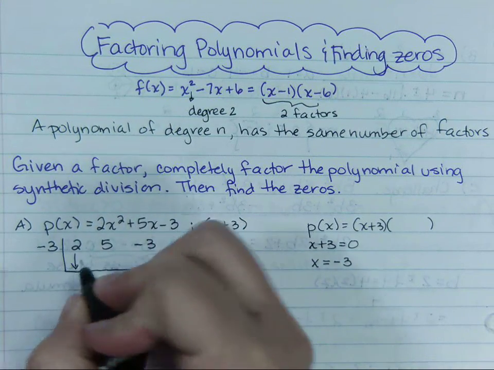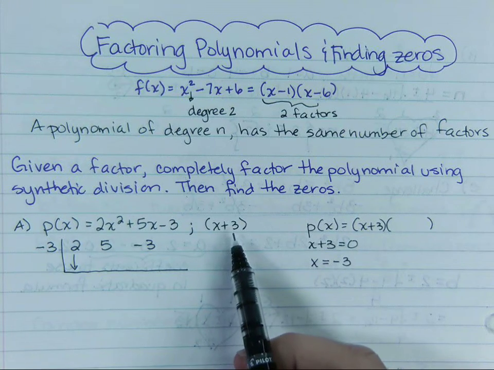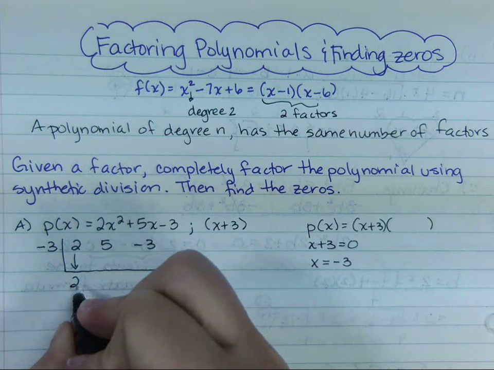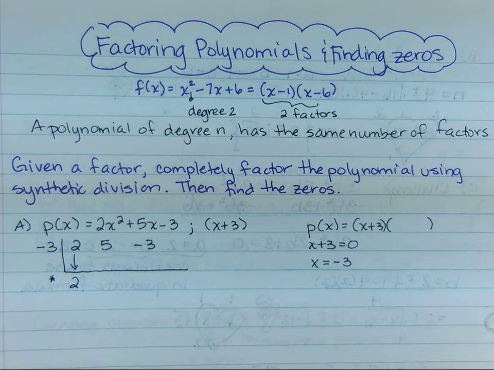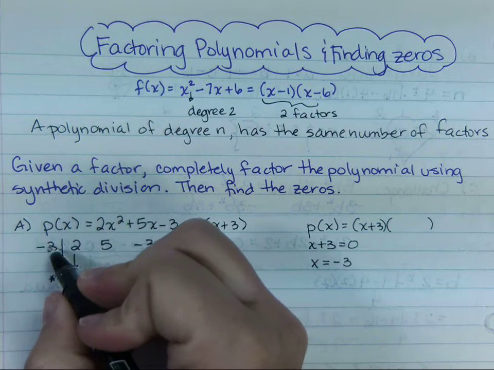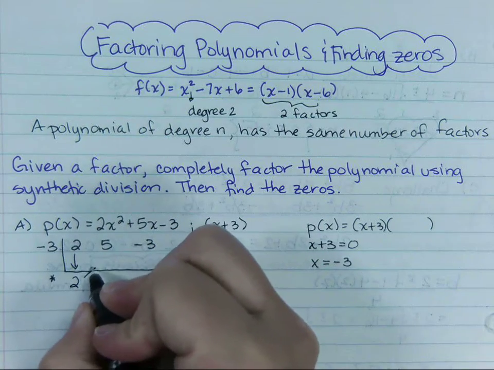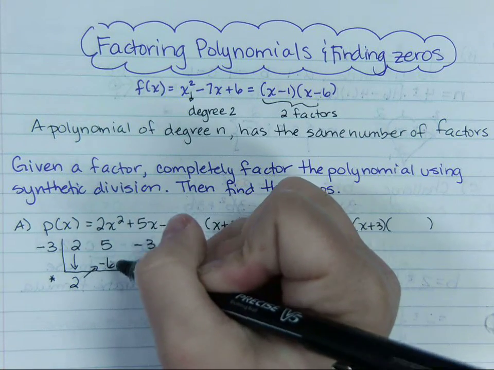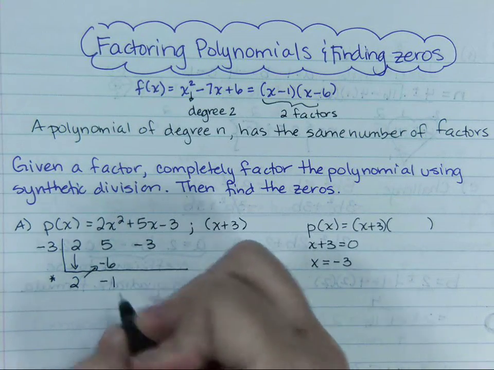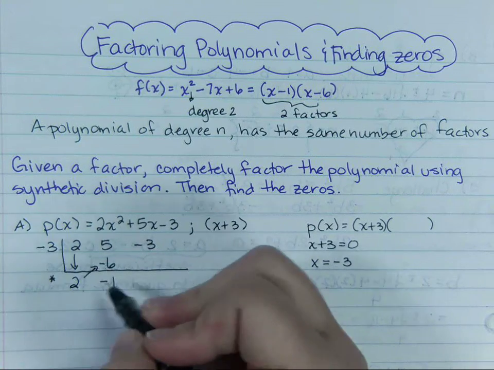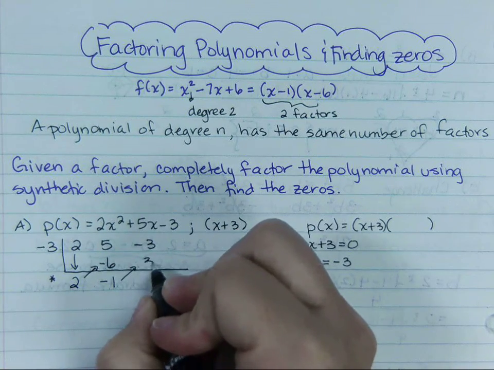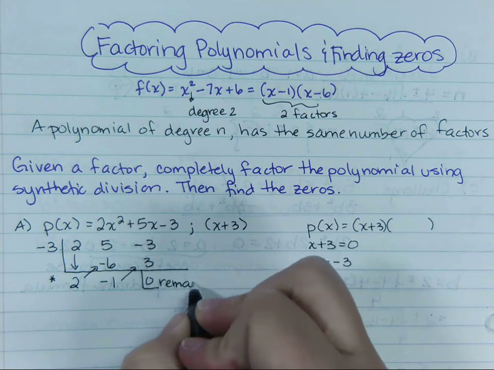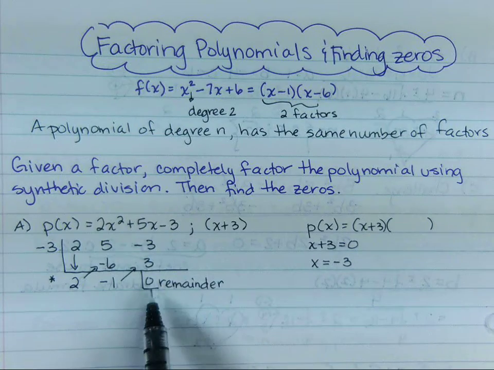And because they're giving us one of the factors, we must get a remainder of 0. So at least I will have a method to check to see if I'm going in the right direction. So negative 3 times 2 is negative 6. Now remember, with synthetic division, we add vertically. So 5 minus 6 is a negative 1. Negative 3 times negative 1 is a positive 3. And when I add vertically, I get a 0. And this was my remainder. And again, because this is a factor, this must happen.